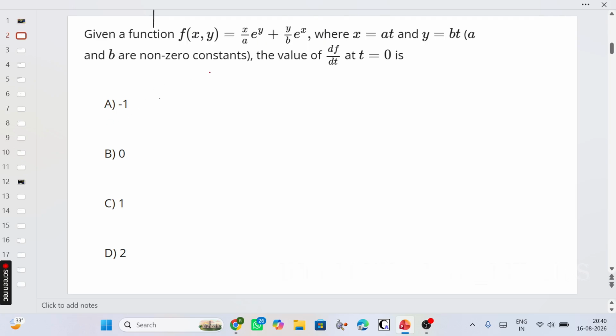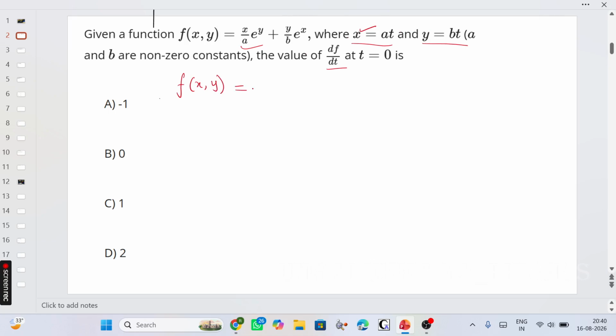Okay, so we have a function here, where x is equal to at and y is equal to bt. So the value of df by dt at t is equal to 0. They have given the function f of x comma y, with x is equal to at and y is equal to bt.